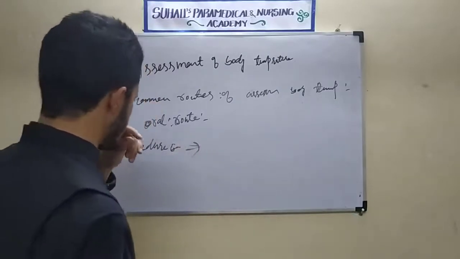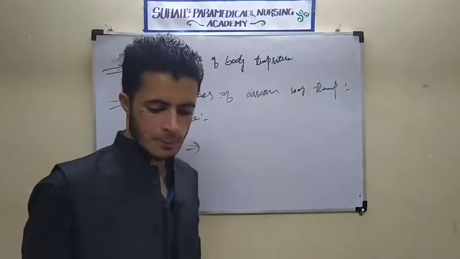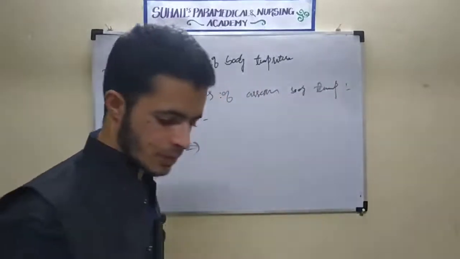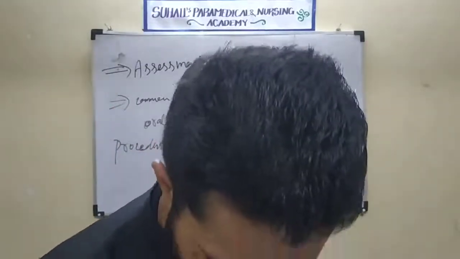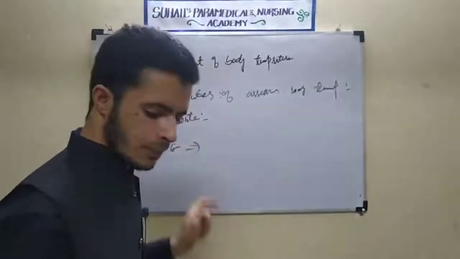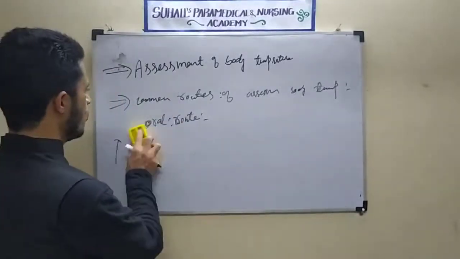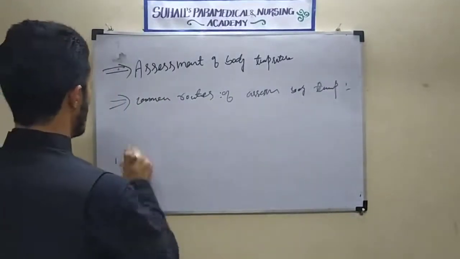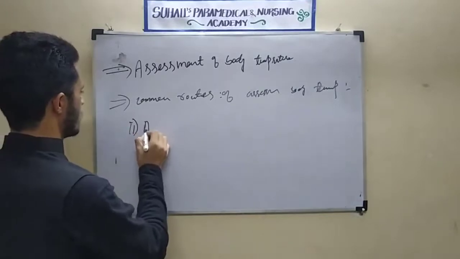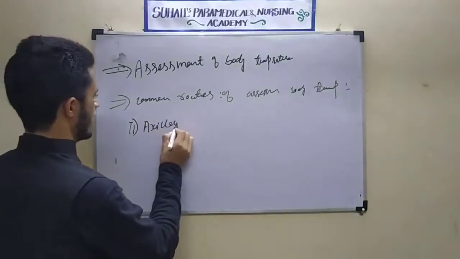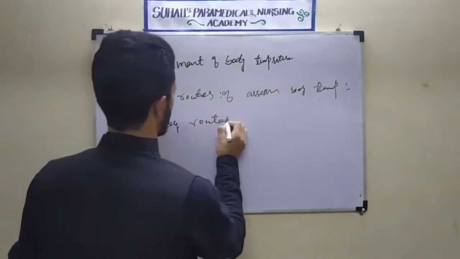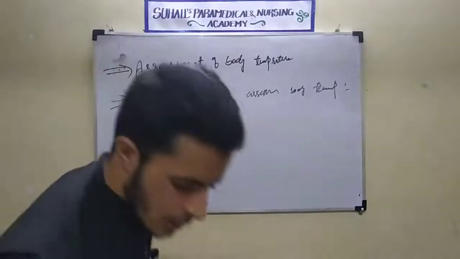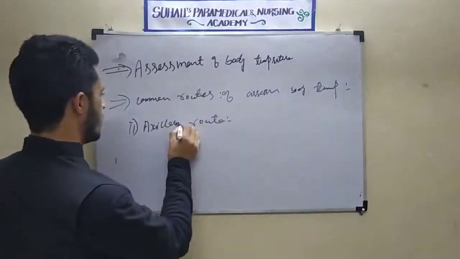Okay. One more thing is there. This was all about the disinfection. One more thing is the contraindication. This was the oral route. One more route is there, that is the axillary route. This is all theory here.